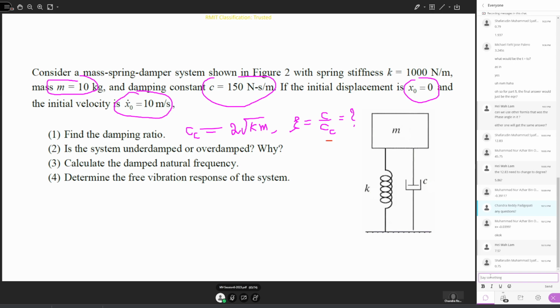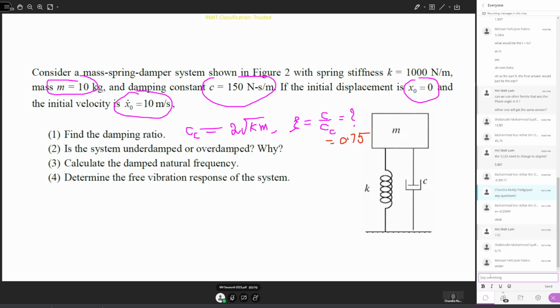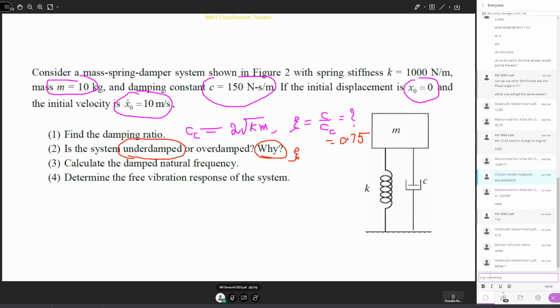If the damping ratio is 0.75, is the system over-damped or under-damped? The answer is under-damped. Why? Because eta is less than 1. That's correct. So the next part is to calculate the damped natural frequency.